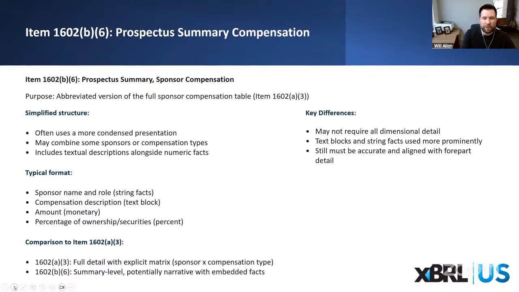When you tag this, you're marking up the same kind of underlying fact with numbers and descriptions, but less dimensionally rigid. The SPAC taxonomy supports this with, depending on your entry point, the role SK 1602A3 for the 4-part and the SK 1602B6 for the summary narrative. And both do need to be consistent across the board. And those are highlighted there at the bottom of that slide. Next slide, please.